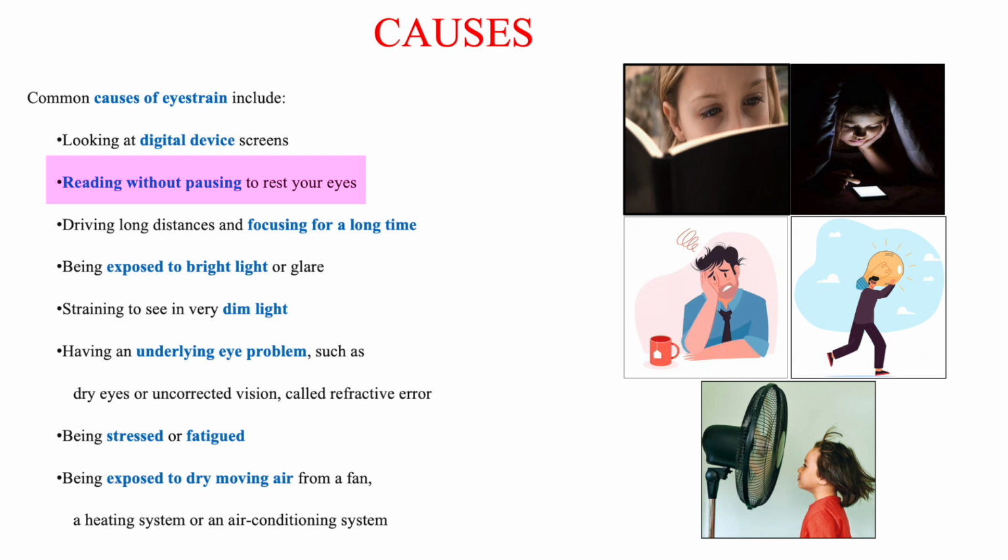Reading without pausing to rest your eyes, driving long distances and doing other activities involving focusing for a long time, being exposed to bright light or glare, straining to see in very dim light, having an underlying eye problem such as dry eyes or uncorrected refractive error. You might be having a refractive error, and if not corrected, that can cause tremendous eye strain. Being stressed or fatigued, being exposed to dry moving air from a fan, a heating system or an air conditioning system.